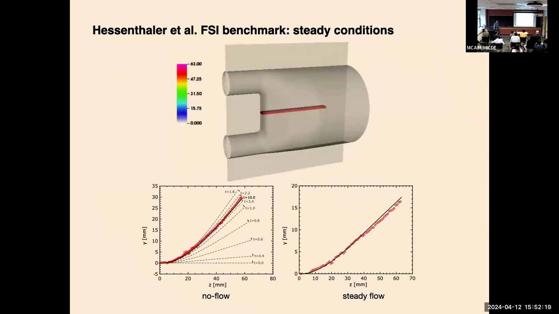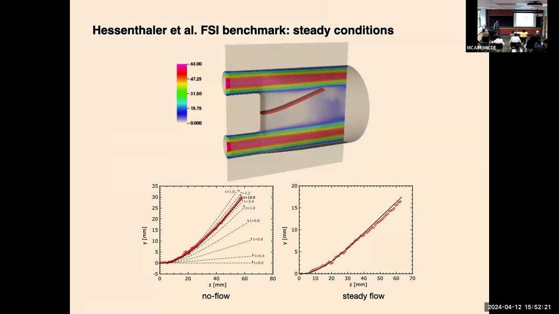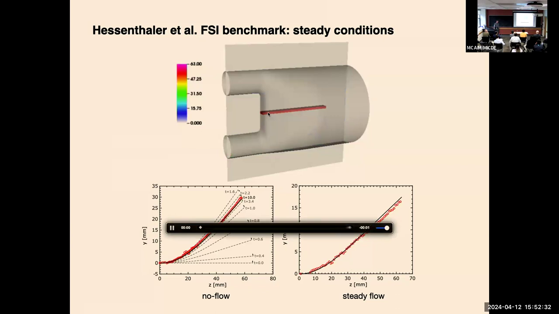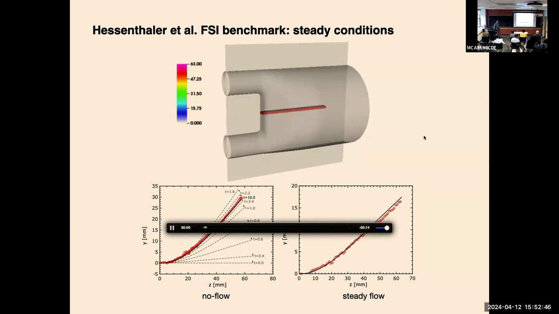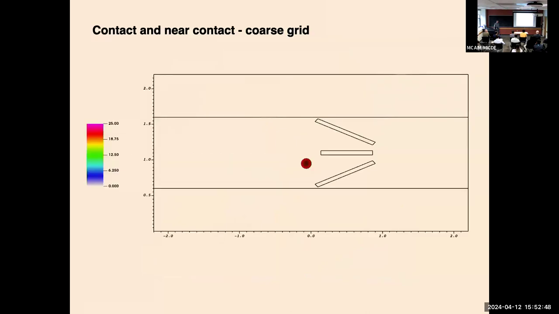This is a 3D test looking at a flexible plate that I think David Nordsletten was involved in. They had a phantom where they got some imaging data of the deflections of a flexible beam. So this is a 3D problem in a slightly complicated domain. You've got two cylinders coming in, one cylinder coming out. And results are in good agreement.